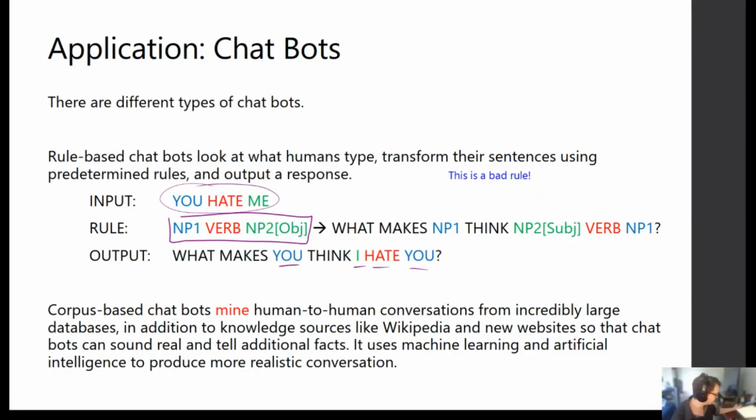Corpus-based chatbots, so corpus just means like a large database of sentences. They mine, so they search through human-to-human conversations from like these large databases and Wikipedia in order to produce real sentences. So they sound more like humans because they're basically learning from thousands and thousands and thousands of other conversations that are real in order to produce natural language.